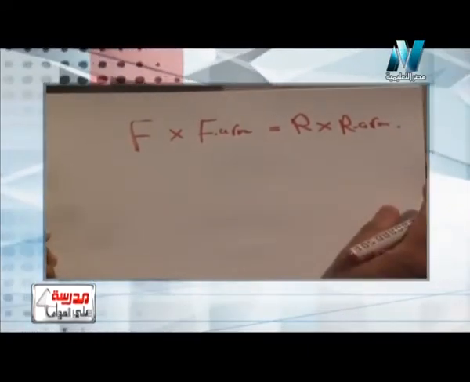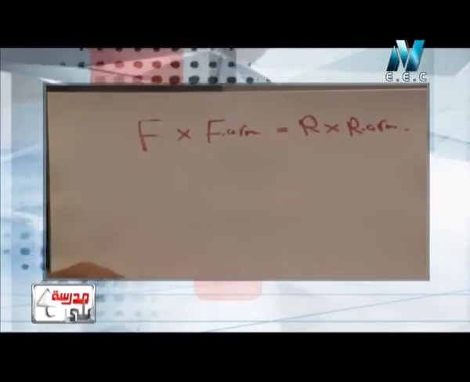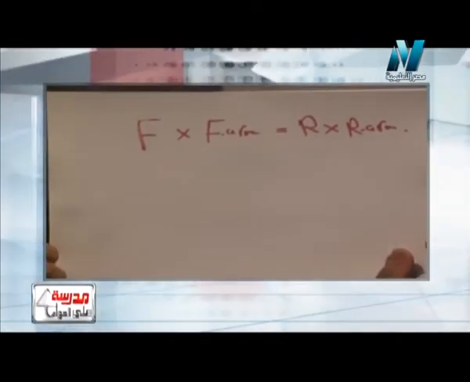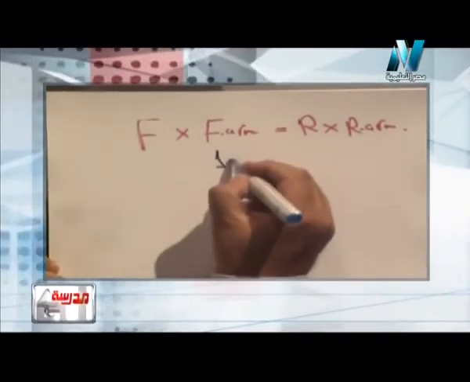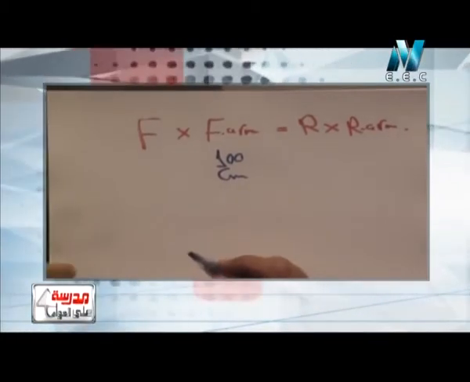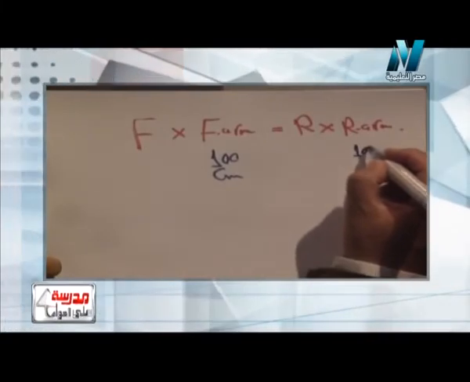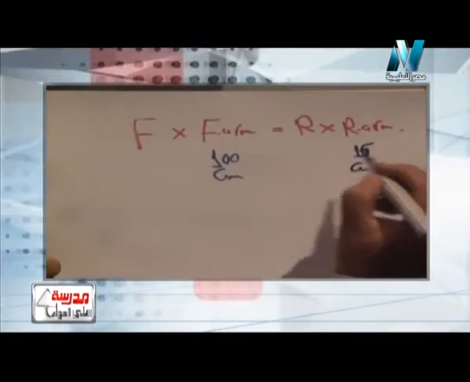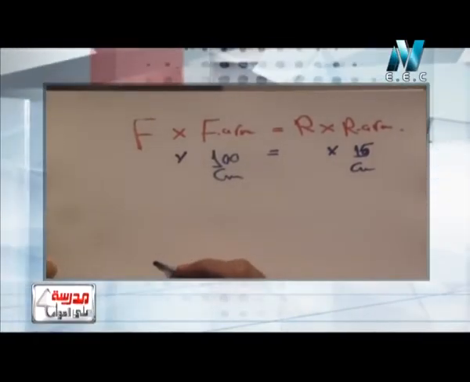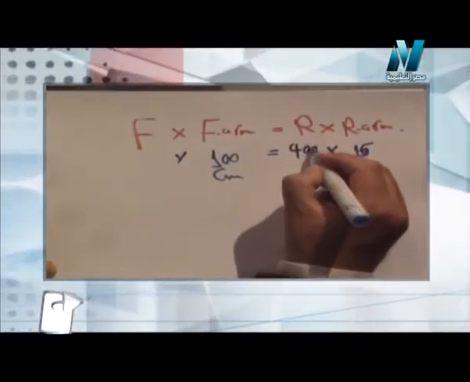And now we can write the values found in the problem. The problem says that the length of the force arm of a crowbar is 100 centimeters. Where is the force arm here? I can write 100 centimeters here. And the length of the resistance arm is 15 centimeters. Where is the resistance arm? It will be here, 15 centimeters. And the value of the resistance is 400 Newton. Resistance will be here, 400 Newton.